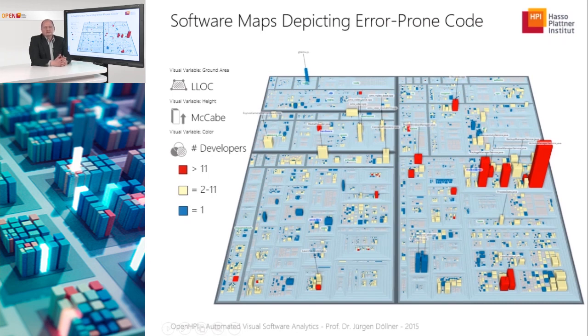And the coloring uses a schema that maps the number of developers to three principal colors: red, yellow, blue. So if we have more than 11 developers in this example, then the cuboid gets red. If there are between 2 and 11 developers, then we have a yellow color, and blue means only one developer operated on a source code unit. So the color expresses activity.